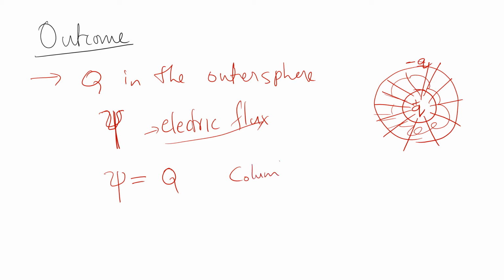Psi is nothing but the flow of electric flux from one charge to another. That flux is nothing but Q, and it has the unit coulomb. If you have 5 coulomb charge here, the outer sphere will get 5 coulomb. If you have 6 coulomb charge here, the outer sphere will get 6 coulomb. What flows from the inner to the outer is the same amount as the charge. That is why he represented it as psi equals Q.